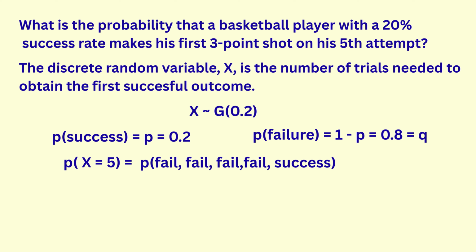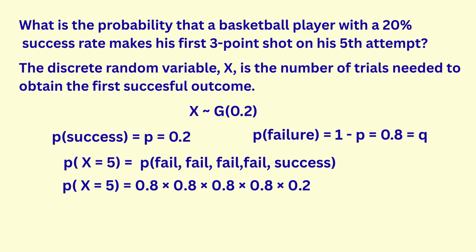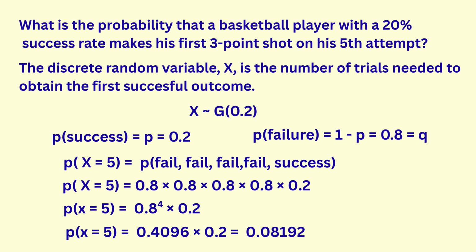The trials are independent, so we can apply the multiplication rule and multiply the probabilities of the events to get the result. The probability of failure is 0.8, so we multiply 0.8 4 times, while the probability of success is 0.2 multiplied only once. So our solution is 0.8 raised to the 4th power times 0.2, which gives us 0.08192.